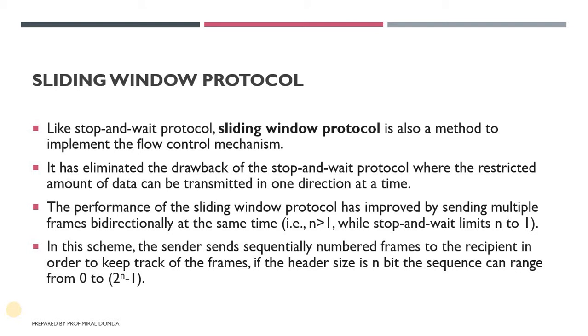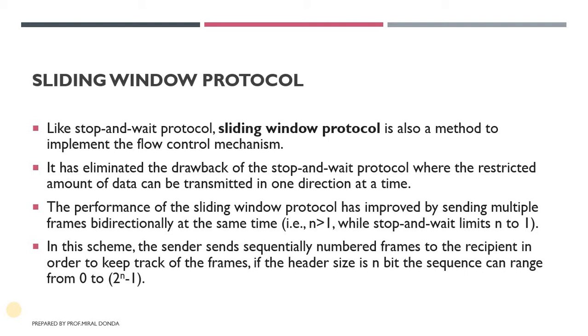So what happened in the stop and wait protocol? We can send only one packet at a time, and only after the acknowledgement of that packet is received can we send the new data packet, which again contains only a single packet. So that is the disadvantage of the stop and wait protocol. To remove that drawback, a new algorithm is introduced, which is the sliding window protocol.